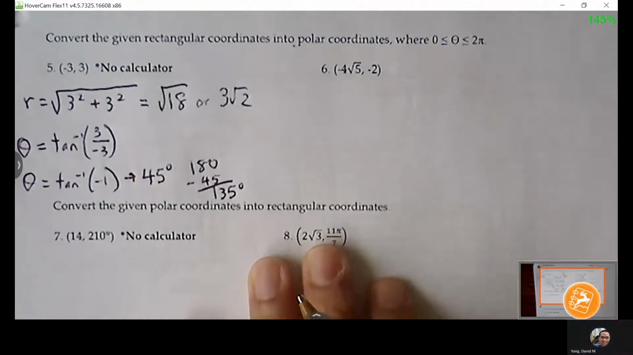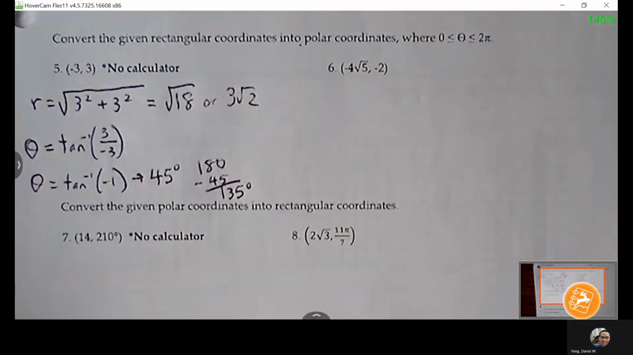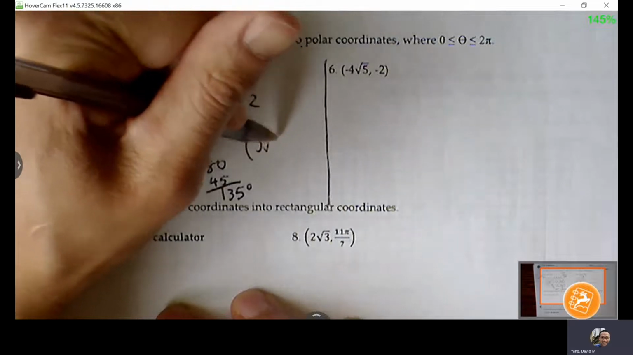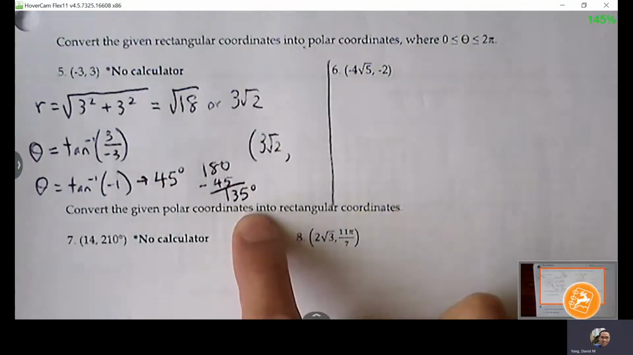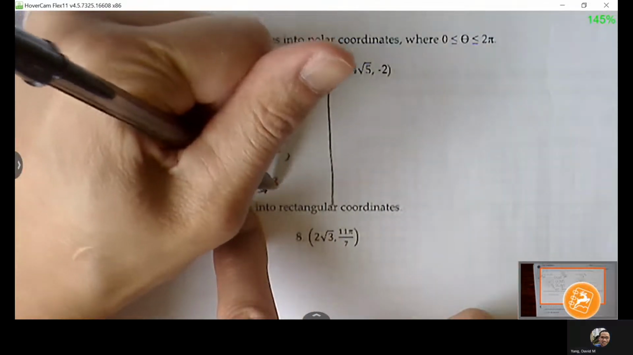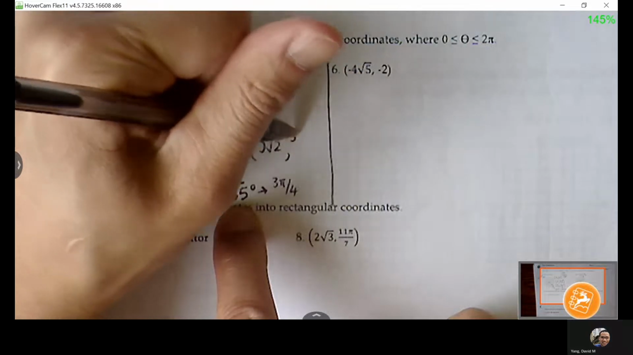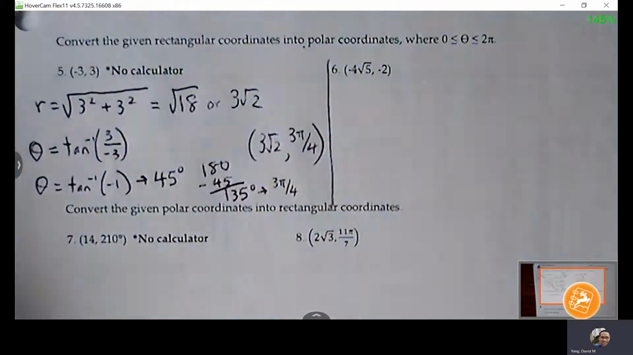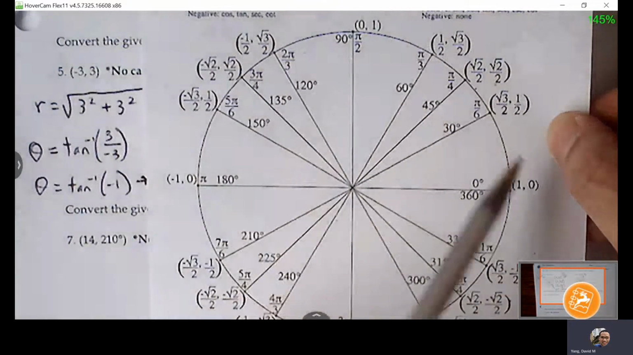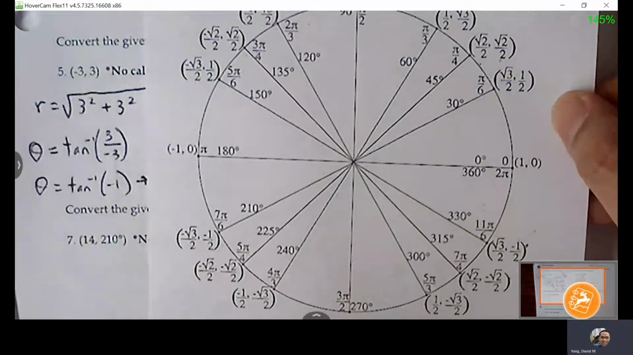Okay, question? That is all we'll have to do. Yes, now we have to get into coordinate form. So it'll be 3 root 2. And then it's asking for radian measure. So 3 pi over 4 is 135 degrees, so really practice. I'll give you a blank unit circle, but you really want to be able to fill that out.